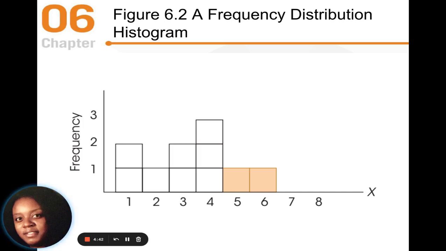So if we look here, we have a frequency distribution histogram, and we can look at how frequent, how often this thing that we're looking for occurred.